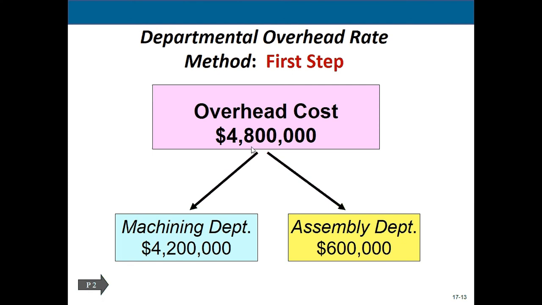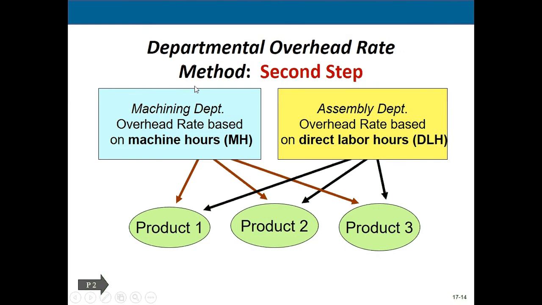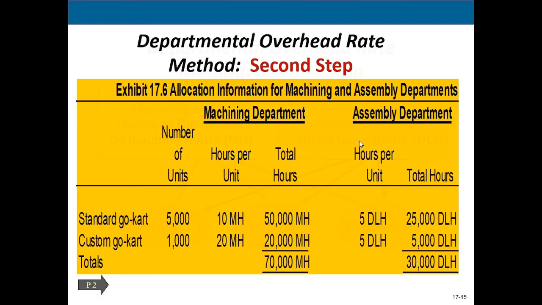So still looking at the same 4,800,000 that we were dealing with before, we're going to say that CartCo has two departments. One's called the machining department and another is called the assembly department. Of this 4,800,000, machining uses up 4,200,000 and assembly uses up 600,000. Not only that, but the machining department is going to apply the overhead rate based on machine hours, and that kind of makes sense. Maybe that part of the process is very automated. And then the assembly department is going to base its overhead rate on direct labor hours before it does the allocation.